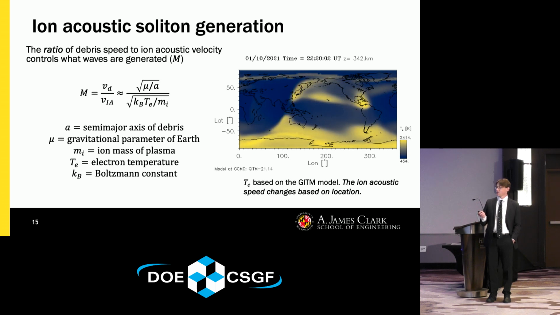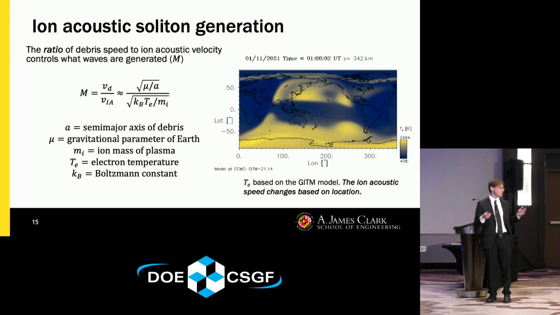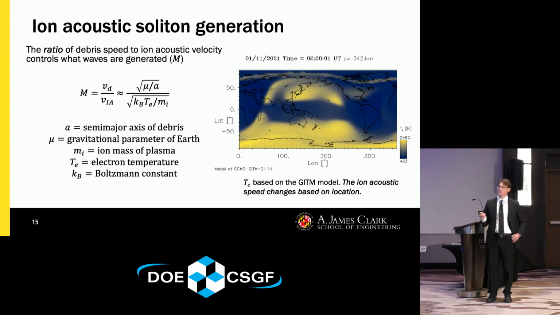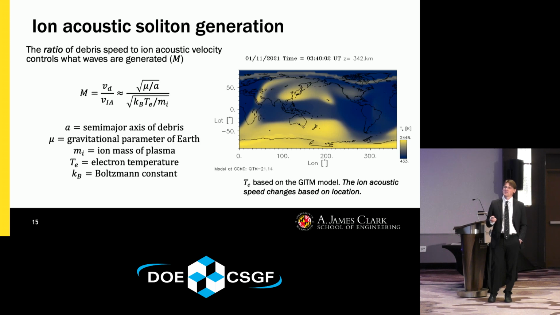For example, the speed of sound on Earth also depends on the air temperature, but the air temperature doesn't go from 450 to 2500 Kelvin. It stays within about 100 degrees, right? So there's much more variation in the ion acoustic speed. Because of that, even for something which moves the same speed, its Mach number varies wildly as it goes around the Earth.